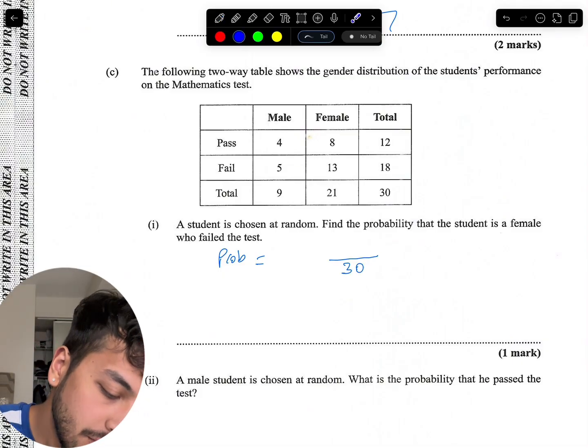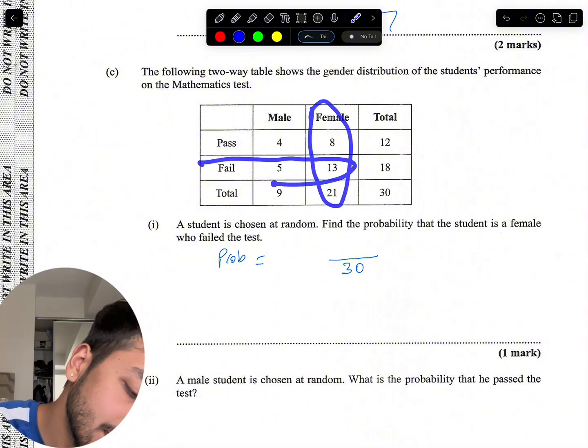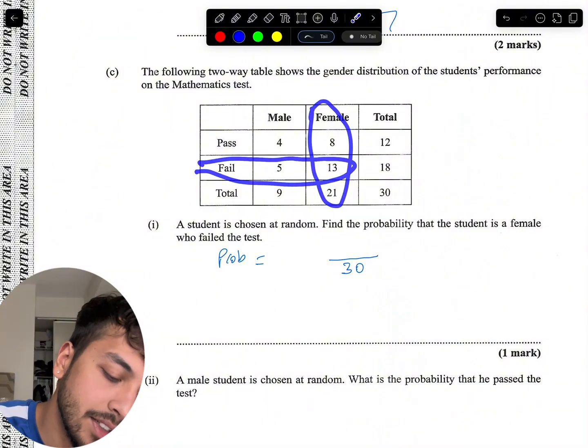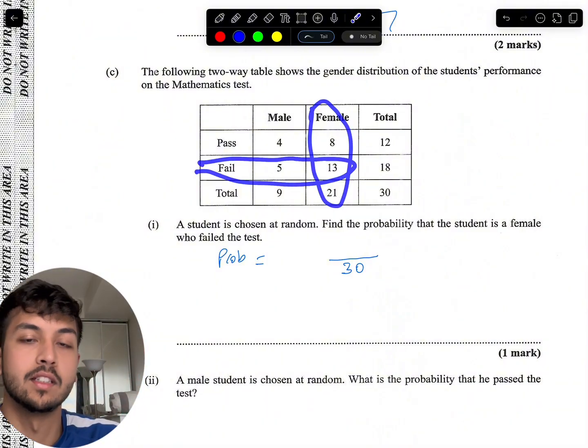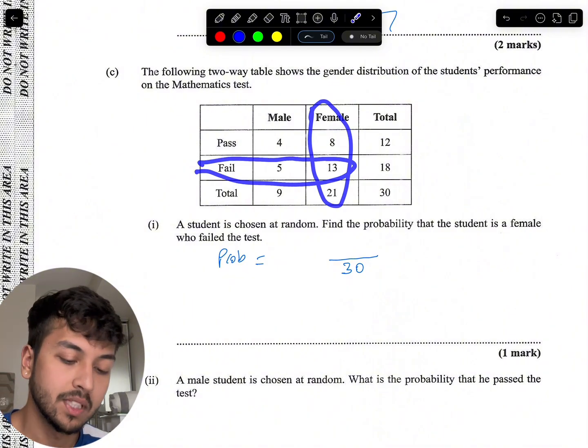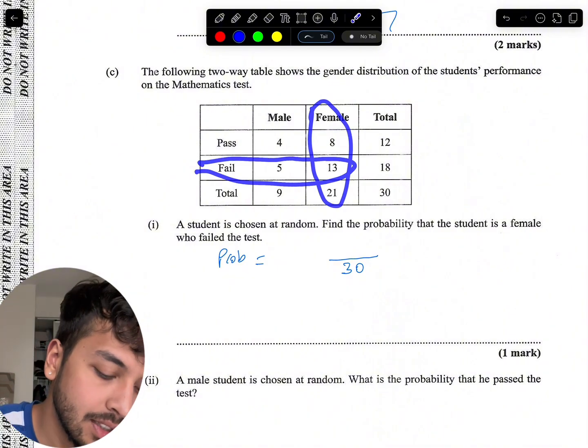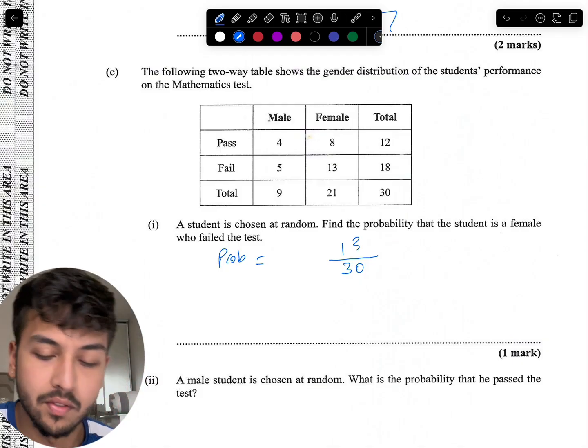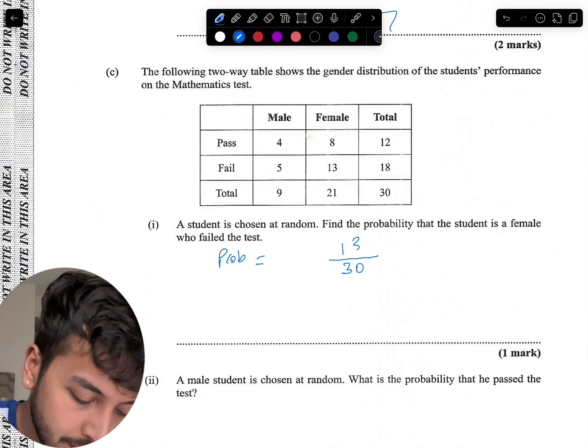So female and failed the test, that would be here, right? 13 of them are females and failed. So if you picked one of the 30 students, what is the chance that it was female and they failed? There's 13 people who satisfy that criteria. So it'll be 13 out of the 30. So that's the probability right there.